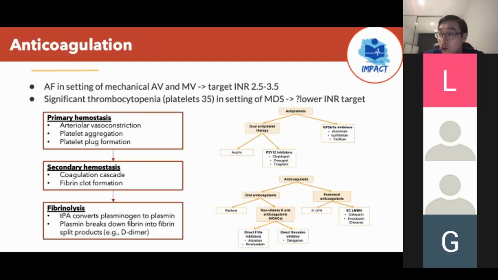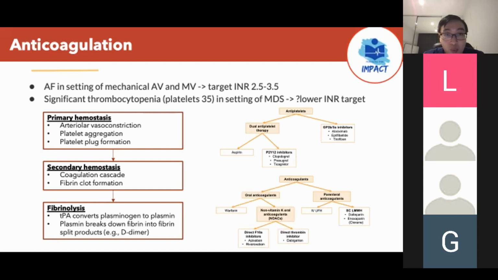Cool. Do you use filgrastim? Yeah, it can be used as an adjunct therapy to boost neutrophil count in febrile neutropenia, but it doesn't treat the infection directly. It's not an antibiotic.